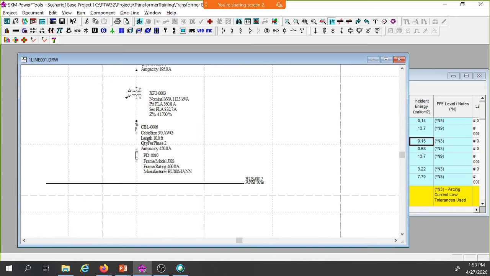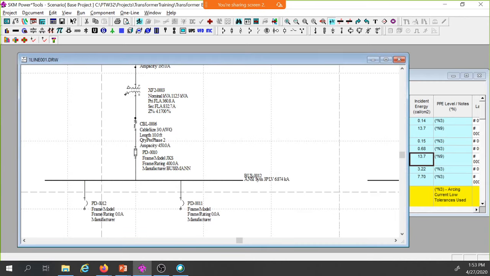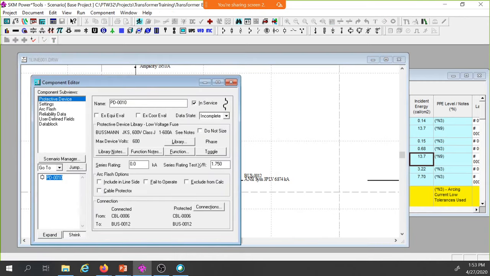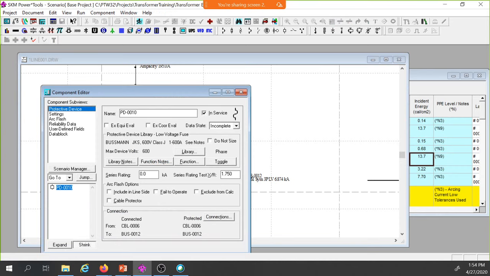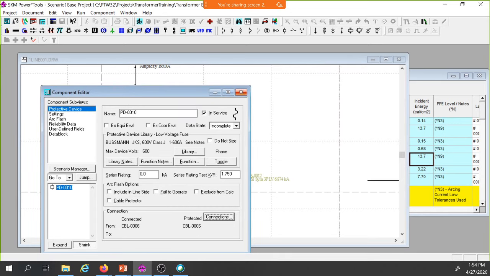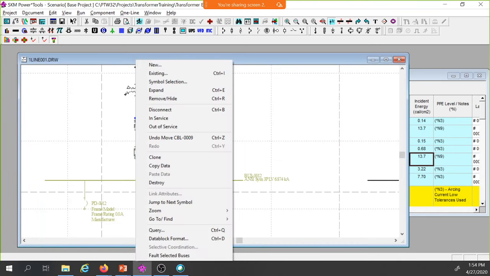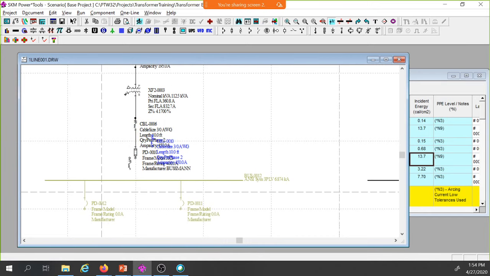Take this, this is bus 12. Bus 12, there's bus 12. 13 calories, right? Take this fuse, do the same doggone thing. Go to this device and go to connections. Disconnect the secondary. We're going to take this conductor, we're going to clone it, put it on the secondary, connect that.